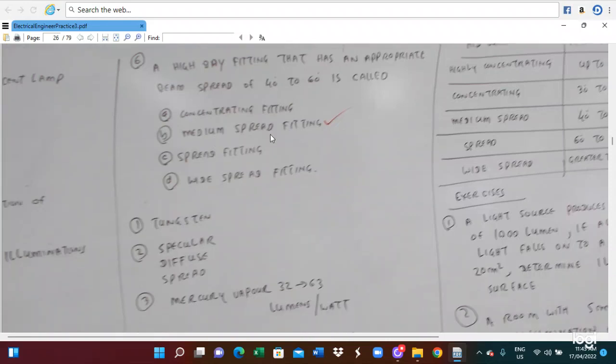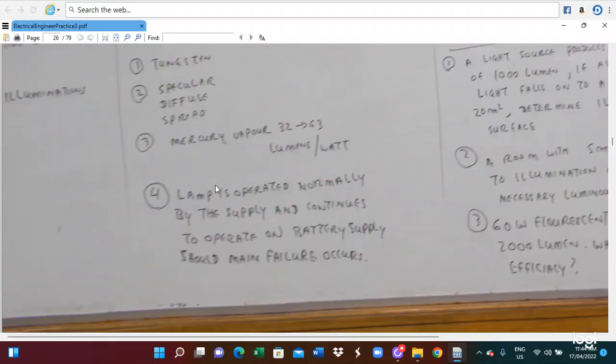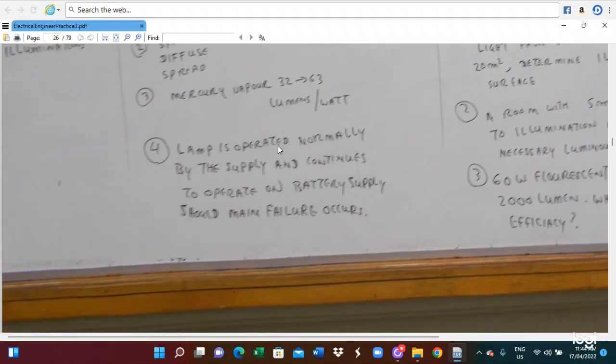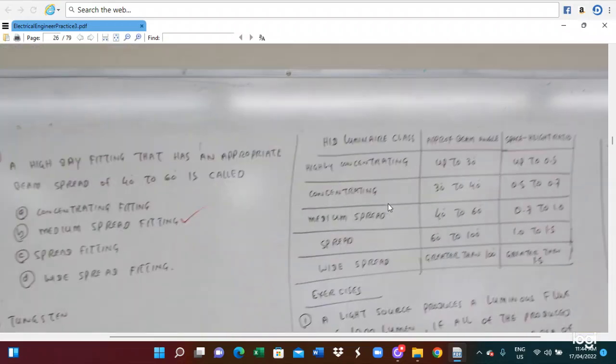medium spread fitting. So in this case, the light is a mix of tungsten, and there are three types: suppression, specular, diffusion spread, and mercury vapor is given 32 to 63 lumens per watt. Then the operators buy this supply and they continue to operate on the battery supply. So this is their maintenance mode.